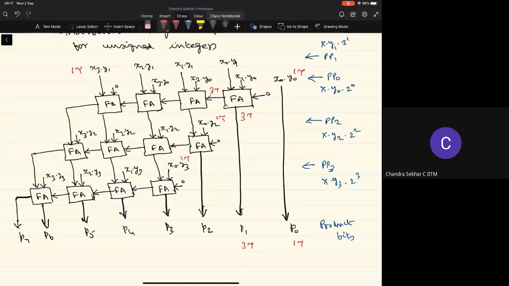When will the next full adder circuit output be available in the first row? This full adder circuit is waiting for the carry to come from the previous full adder, right? Only after that's available can it generate the carry and the sum bits for that full adder. So this will be available now at 5 tau, and this also will be available at 5 tau. Now you can complete this for the first row of full adders.